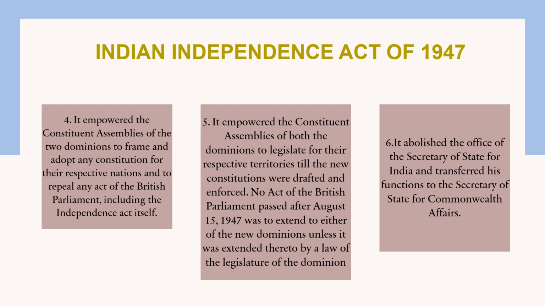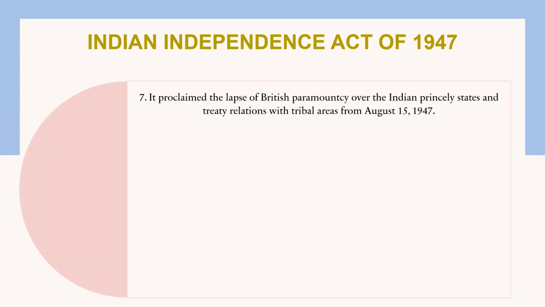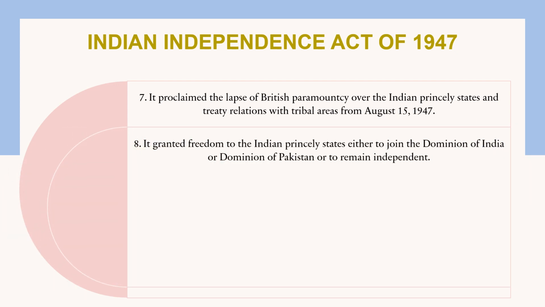It abolished the office of the Secretary of State for India and transferred his function to the Secretary of State for Commonwealth Affairs. Indian Independence Act of 1947 proclaimed the lapse of British paramountcy over the Indian princely states and tribal areas from August 15, 1947. It granted freedom to the Indian princely states either to join Dominion of India or Dominion of Pakistan or to remain independent.